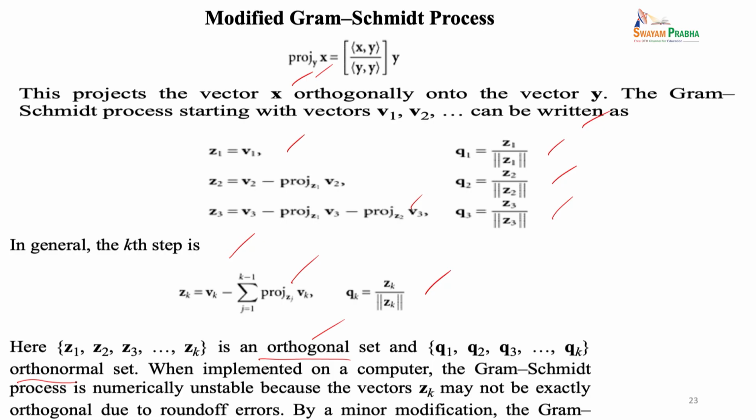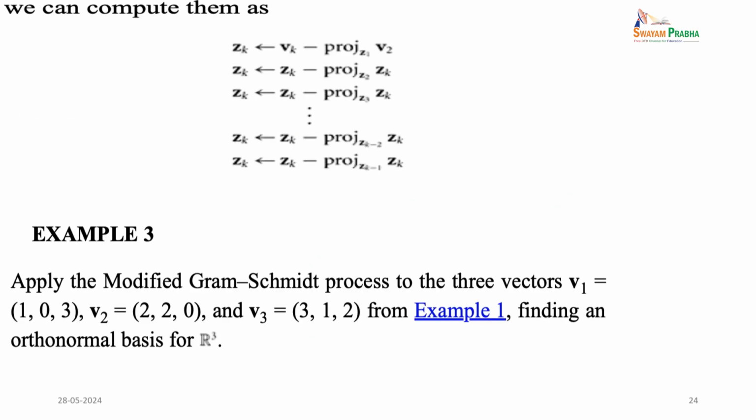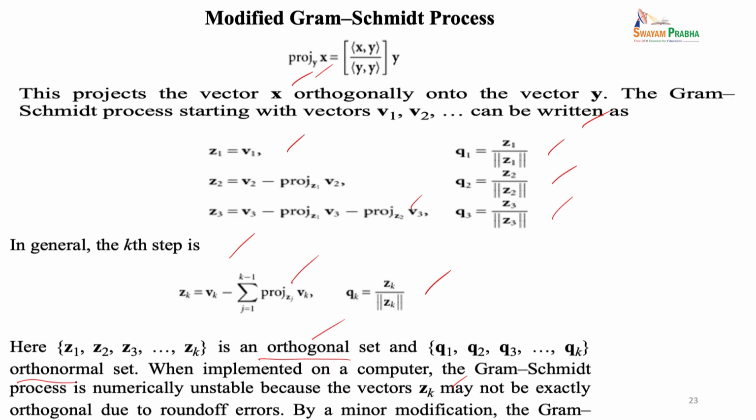When implemented on a computer, the Gram-Schmidt process is numerically unstable because the vectors zk may not be exactly orthogonal due to round off errors. By a minor modification, the Gram-Schmidt can be computed like this: zk equals vk minus the projection of vk over z1, and then zk minus the projection of zk over z2, and like that you have to do. In general, zk minus the projection of zk over z(k minus 1). So, this is the formula for the modified Gram-Schmidt orthogonalization process in terms of the projection.